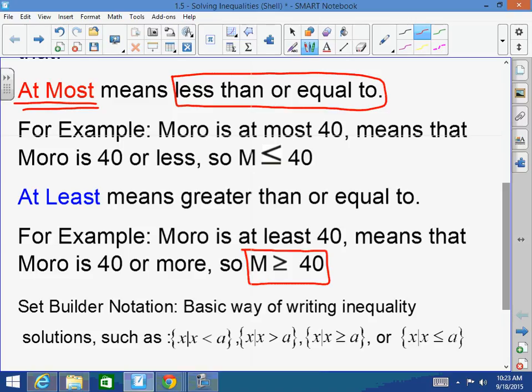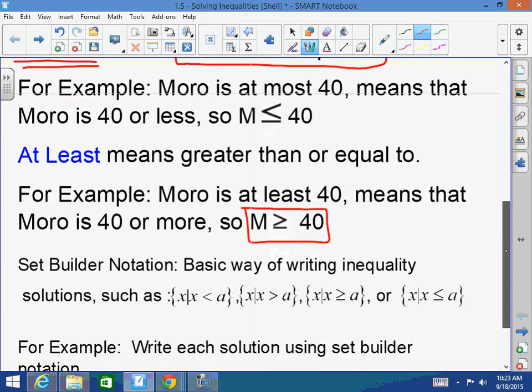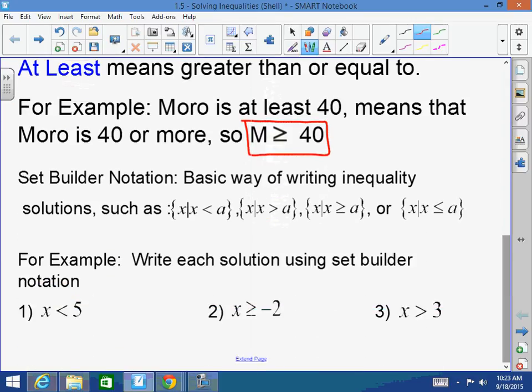Now, there are two different ways to write the answers to inequalities. And this is extremely important, and you have to know how to read both types of inequality answers. So I'm going to teach you how to do it. The first one is called set builder notation. And set builder is the basic way of writing inequalities. This is what you guys have done pretty much your whole life. You just were probably never told that it was called a set builder.